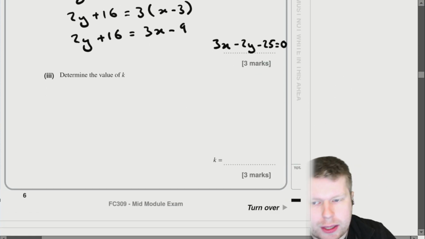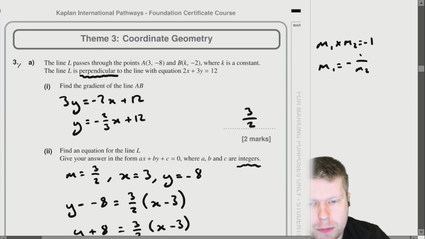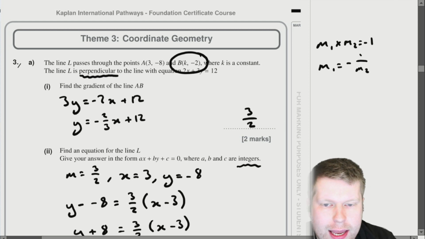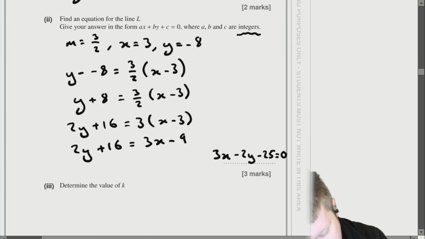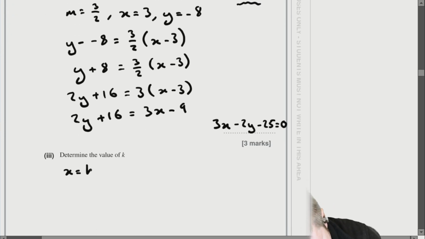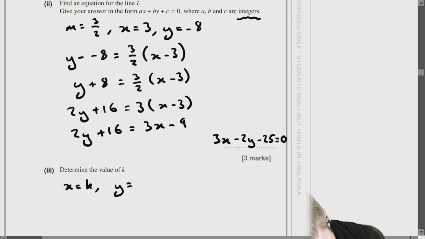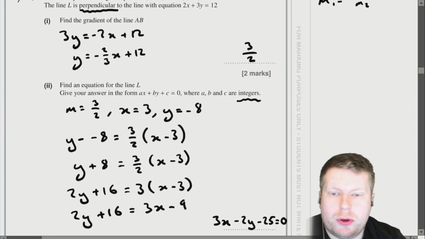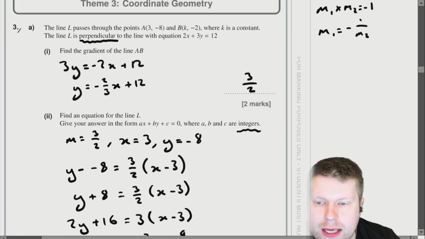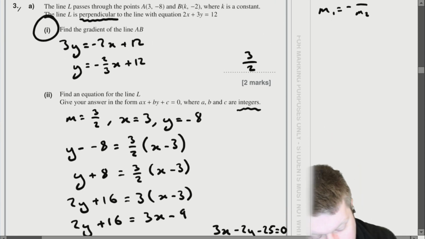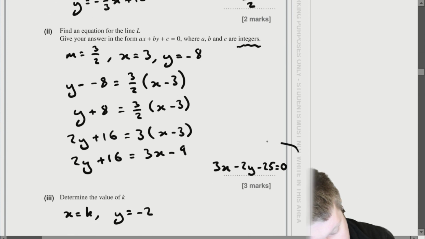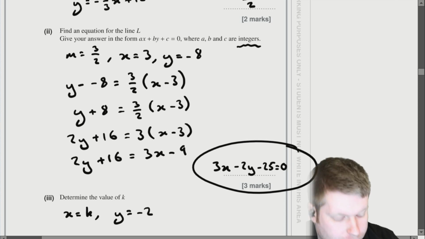Now there's a couple of ways of doing this. If I scroll up to the original question, B is the point k and negative 2, and that lies on the line L. So as a result, we could use x equals k, and y is equal to negative 2. And then substitute it into either part 1, so in other words, we know what the gradient is, so we could use that one, or we could substitute it into our equation down here. Either way is fine, okay?